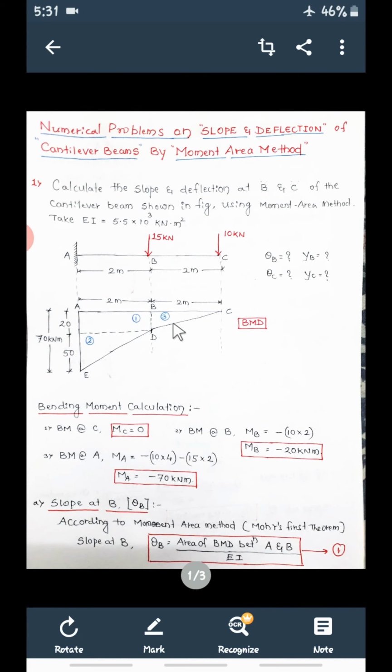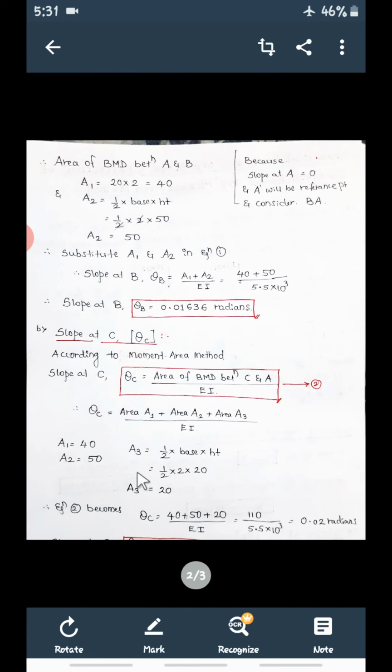Area of triangle 3: triangle means half base into height. The base is 2 meter, sorry, and the height will be 20. So half base is 2, height is 20, and area A3 is going to be 20. Now substitute A1, A2, A3: A1 is 40, A2 is 50 and A3 is 20, divided by EI. So this will be 110 divided by 5.5 into 10 raised to 3.